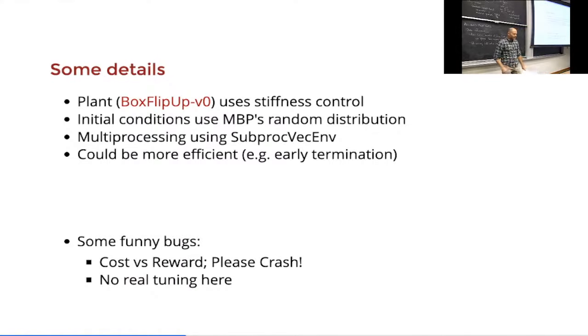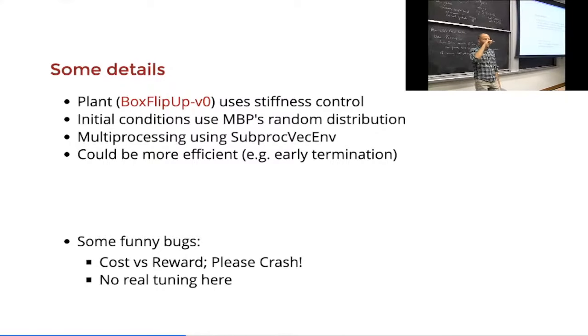There's some funny bugs. The first one, which is classic for me, was that I wrote down all my functions as cost functions because I'm an optimal control person, not a reinforcement learning person. And it looked like it was doing exactly the opposite of what I wanted. And in fact, it was doing exactly the opposite of what I wanted. So you'll see my code says reward equals negative cost on the last line. That's just my bad.